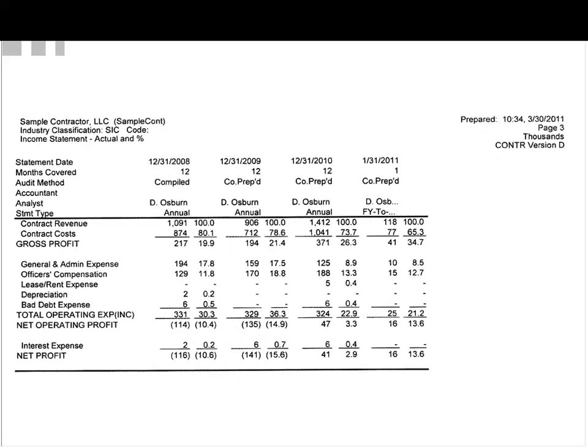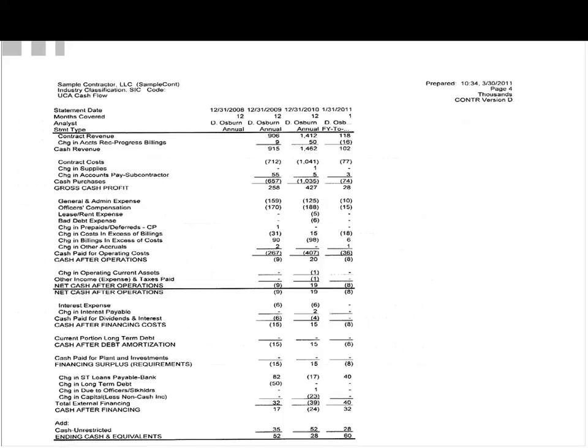You'll notice the raw numbers of the income statement and then the percentages, including the gross profit and the net profit margin. Page number 4 of the spreadsheet, page 20 of the PowerPoint, is the UCA cash flow. Top left-hand side of this page, you'll see the title UCA, which stands for Uniform Credit Analysis Cash Flow. Sources and uses of cash.